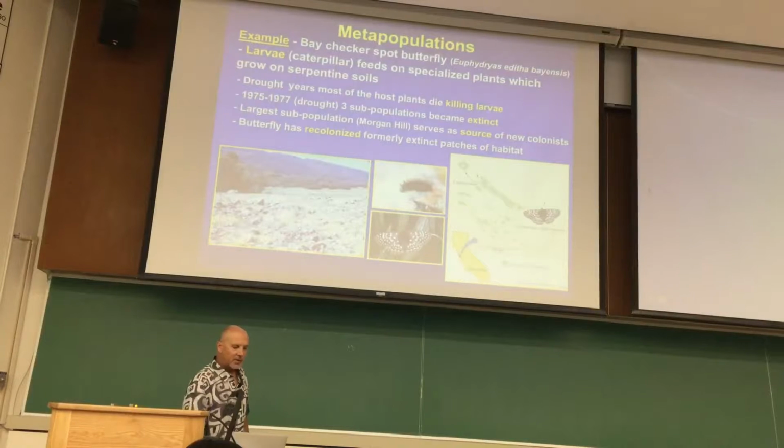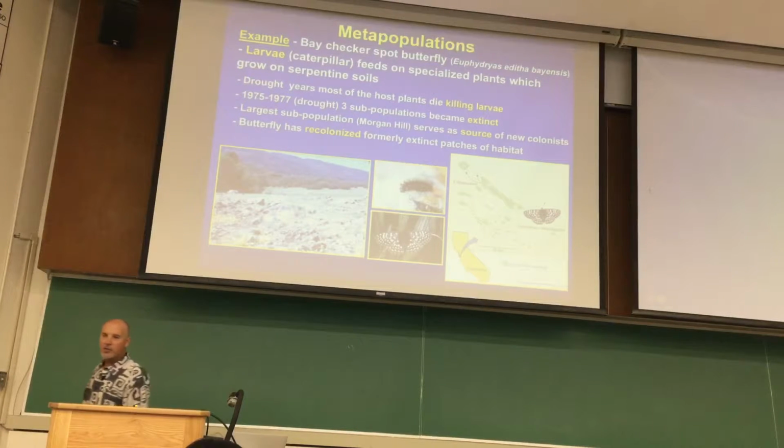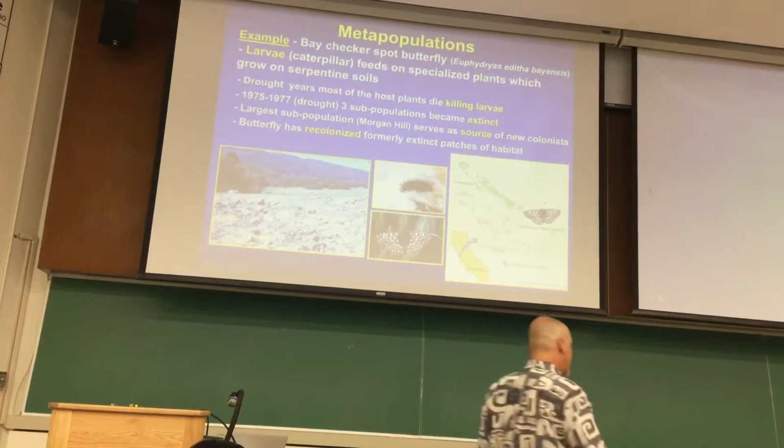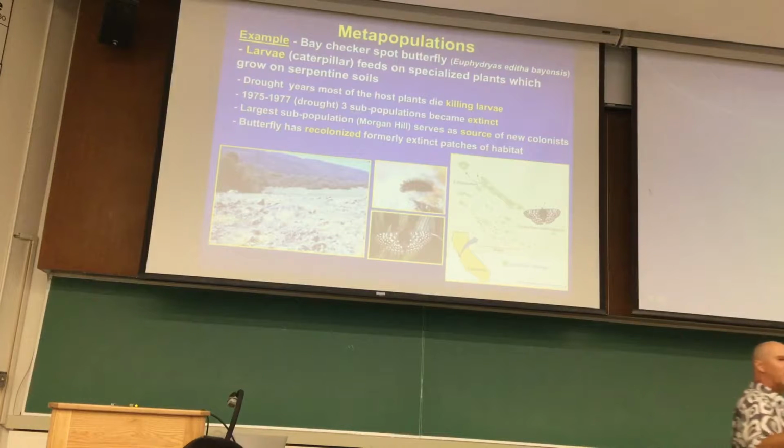So this is an example from the Bay Area. Remember we talked about serpentine soils? What kind of flowers grow on serpentine soils? Goldfield flowers. They're specialists on that soil. Well, just like flowers, there's a specialist insect that feeds on flowers, and it's this. And so this is the Bay checkerspot butterfly.